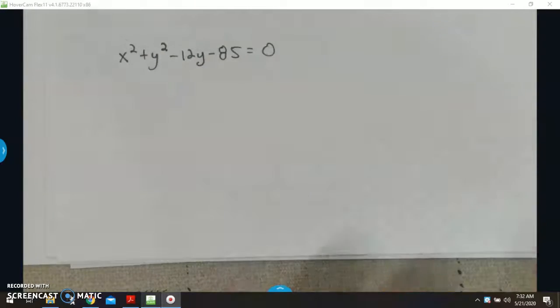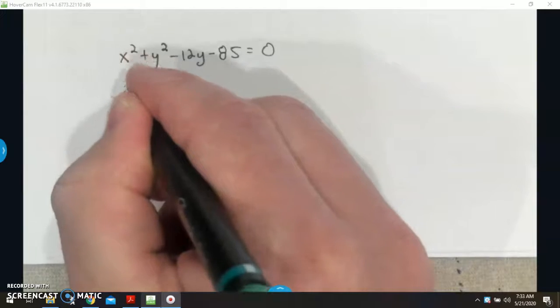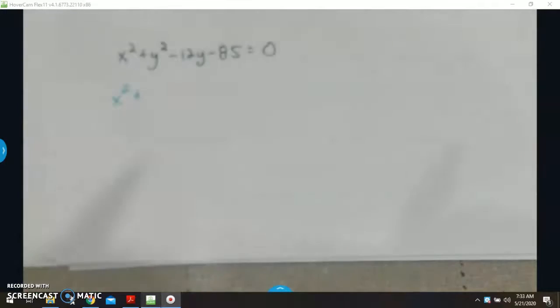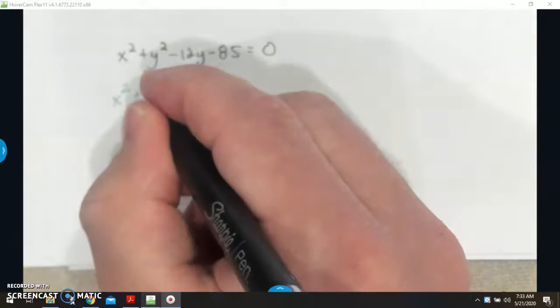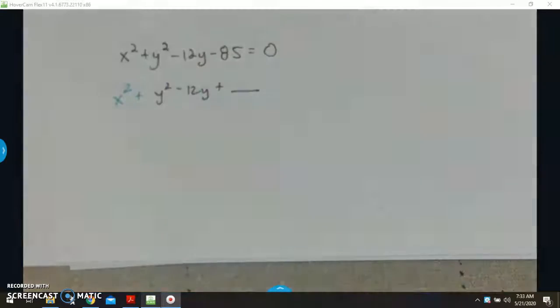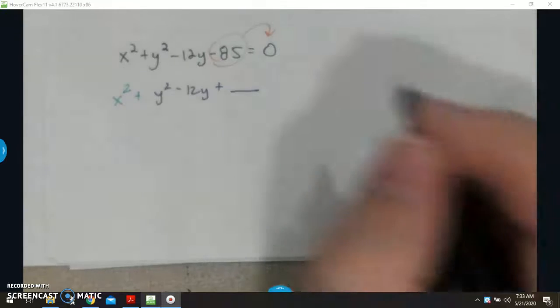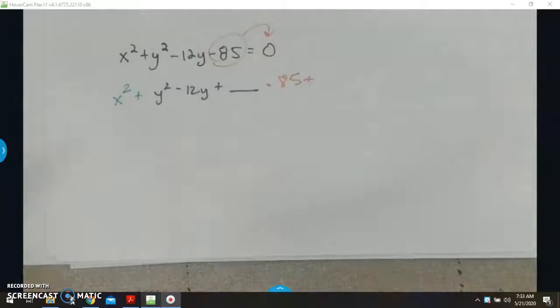Now in our last example, again, we're doing the same exact thing, but we have to move things and put things together. We'll put our x squared together. There's nothing with x, so we're just going to leave it like that. Then y squared minus 12y plus a space. I'm going to move this over here, and we have the one space there.